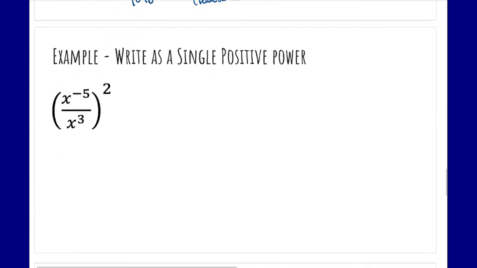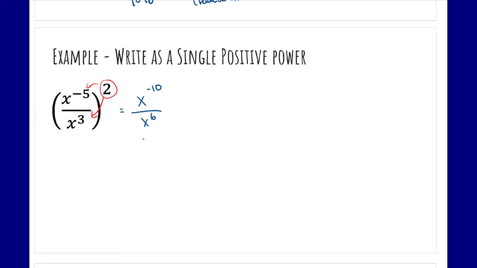Next example, so we have x to the power of negative 5 divided by x to the power of 3, all to the power of 2. So we want to start with our overall exponent first, so this power of 2. This gets applied to both parts. It's a power of a power, so that means we multiply. So this becomes x to the power of negative 10 divided by x to the power of 6.